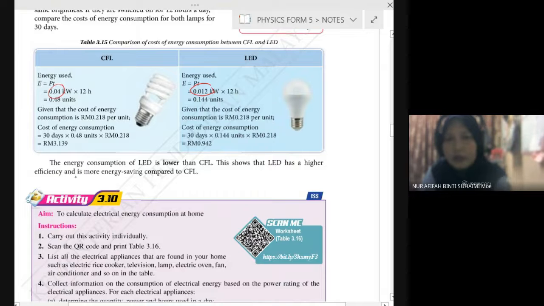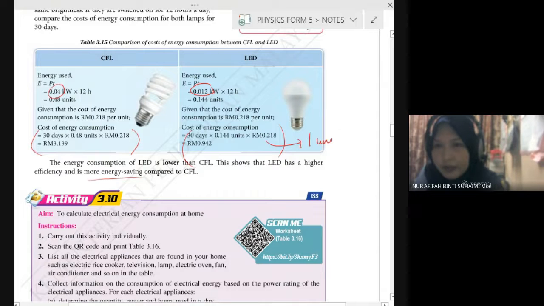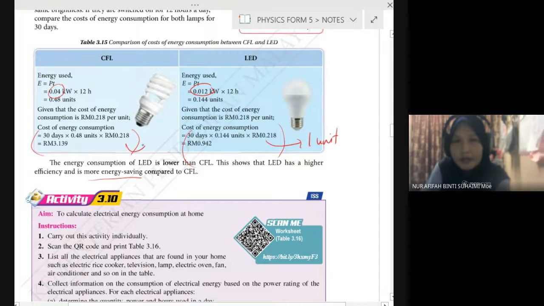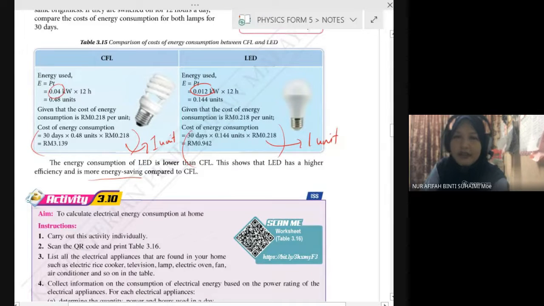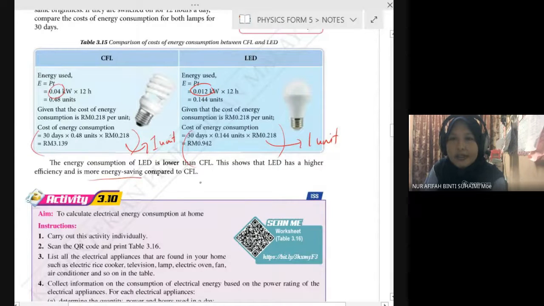How do they know it is more energy saving? Once you calculate the cost of energy consumption. Okay. For one unit, the value for 1 unit of energy usage is 20 sen, 0.218 ringgit Malaysia. Same, CFL is also the same for 1 unit. So when we compare both of these lamps, we can see that the LED has a lower bill than CFL. So LED is more energy saving.